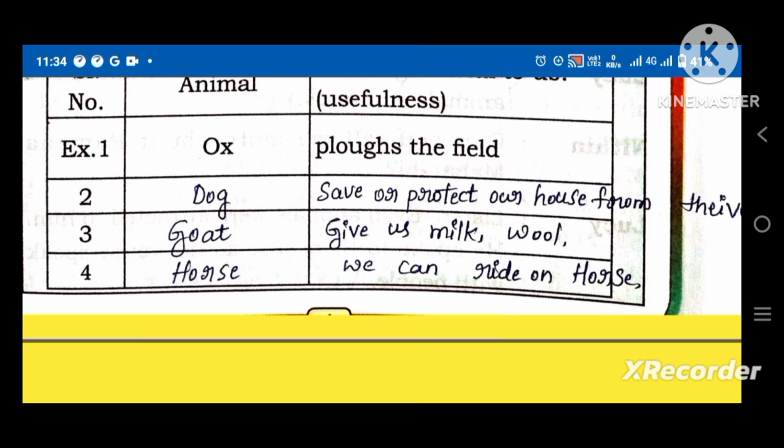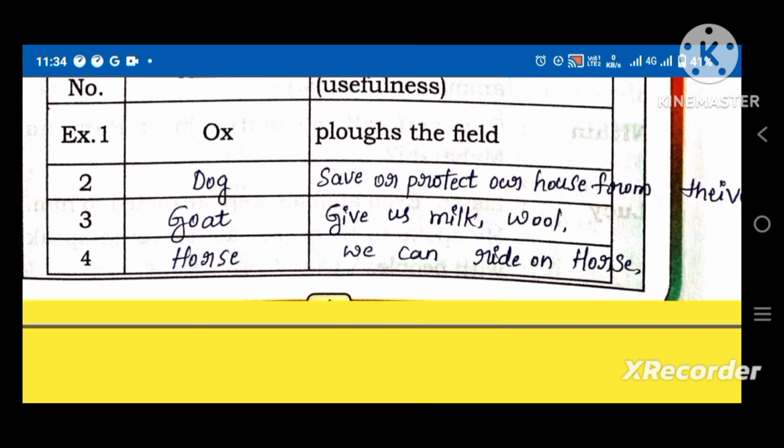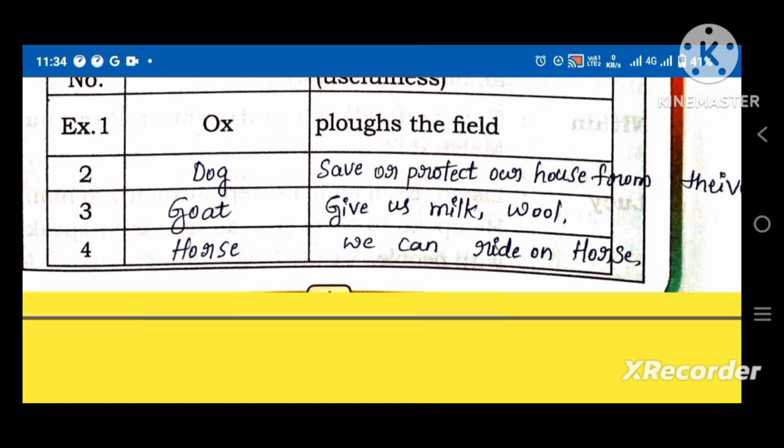Third one is goat. It gives us milk and wool. Fourth one is horse. We can ride on a horse.